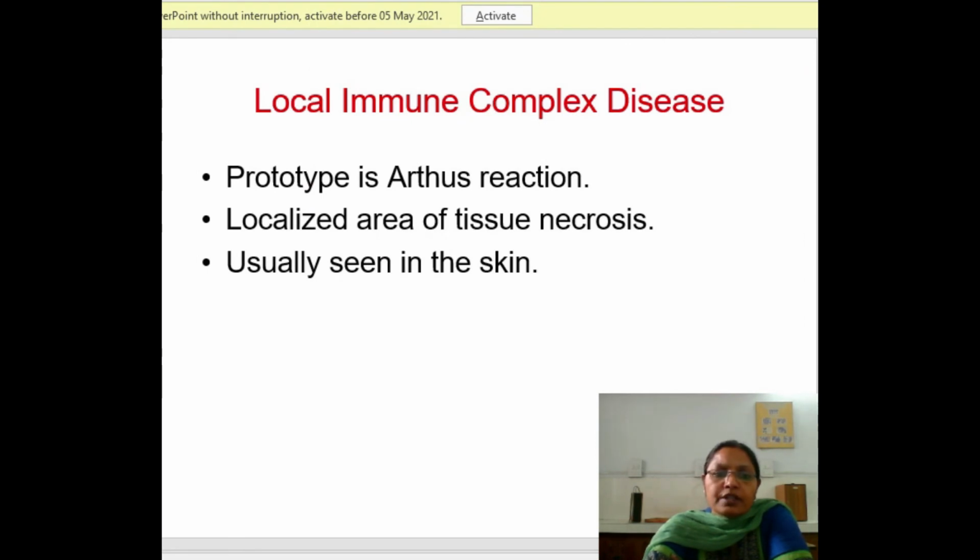Then these are the systemic types, and for the local immune complexes, the prototype is the Arthus reaction. This is a localized area of tissue necrosis, which we usually see in the skin.